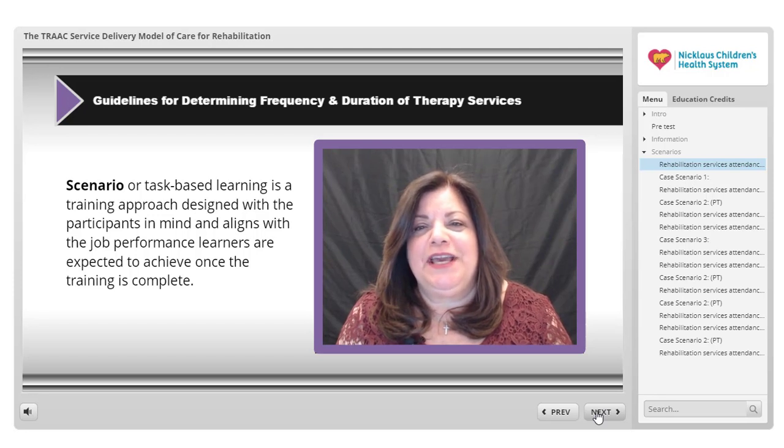Next, you will get some case scenarios to see if you can apply the TRACC service model correctly.